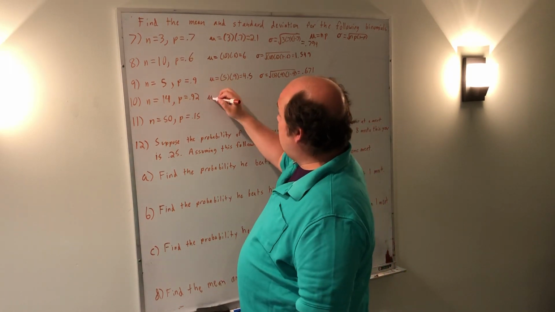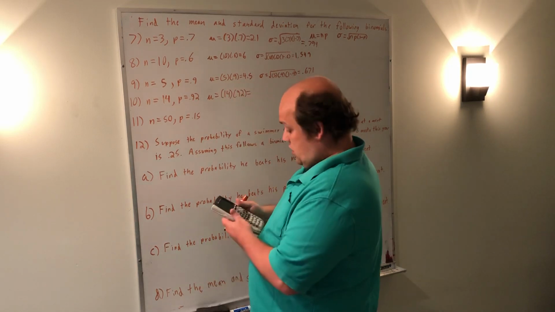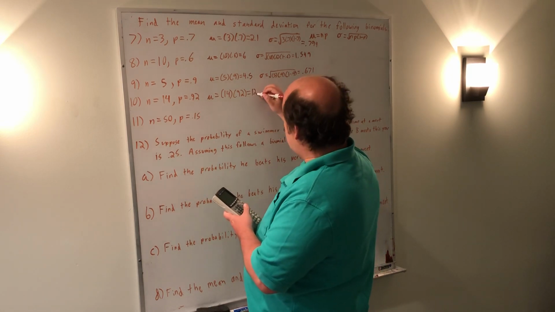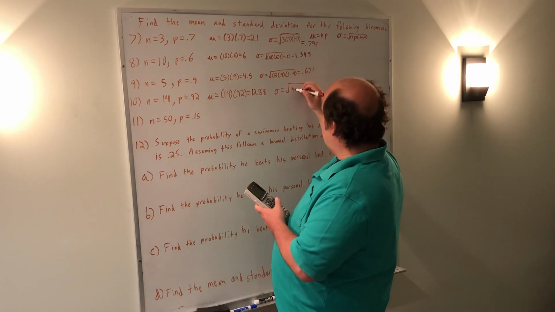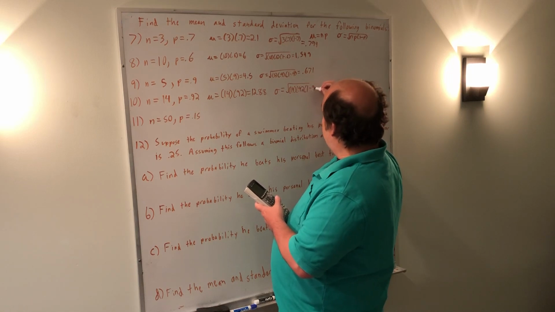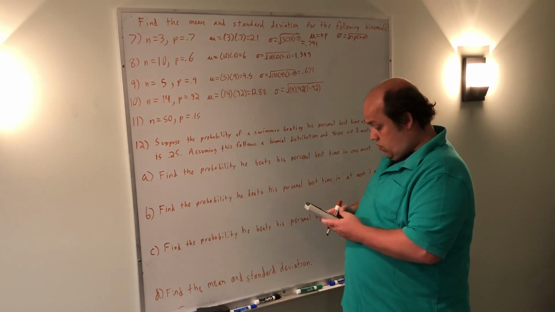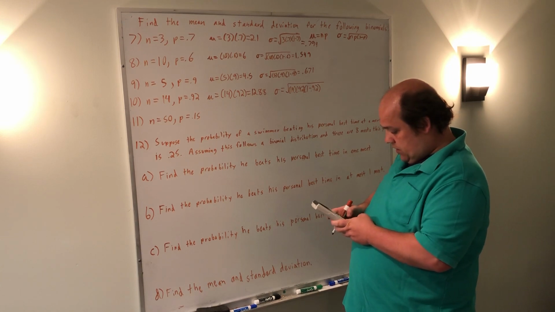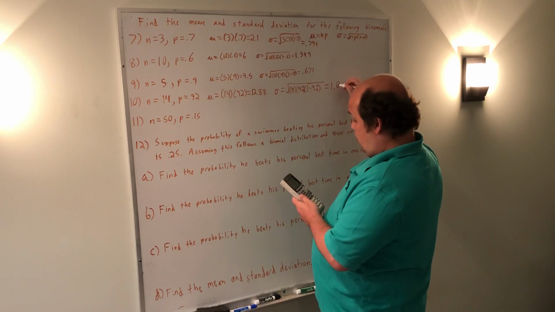For number 10, the mean is 14 times 0.92. I get that to be 12.88. The standard deviation is the square root of 14 times 0.92 times 1 minus 0.92. Square root of 14 times 0.92 times 1 minus 0.92 gives me 1.015.